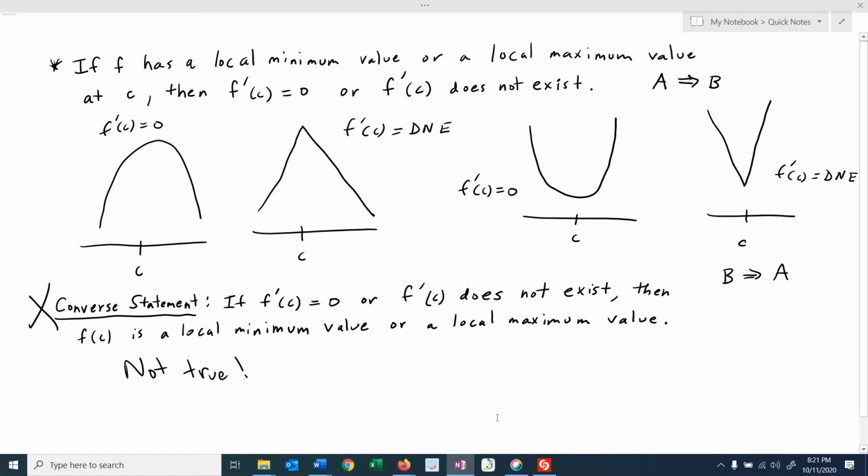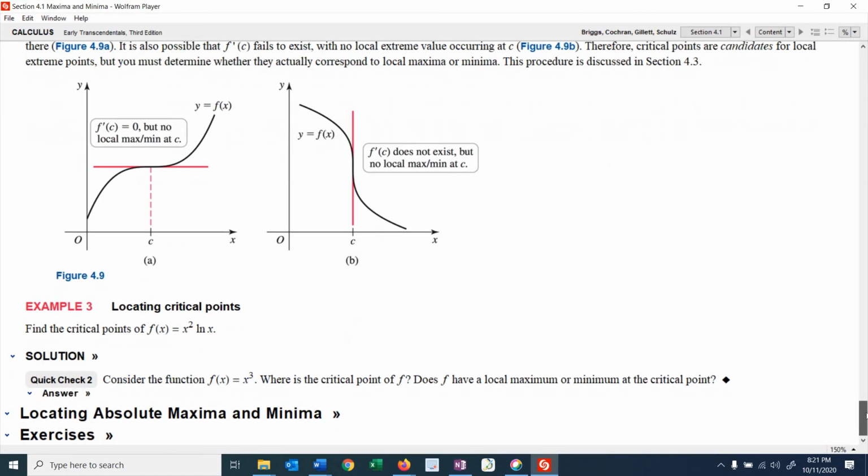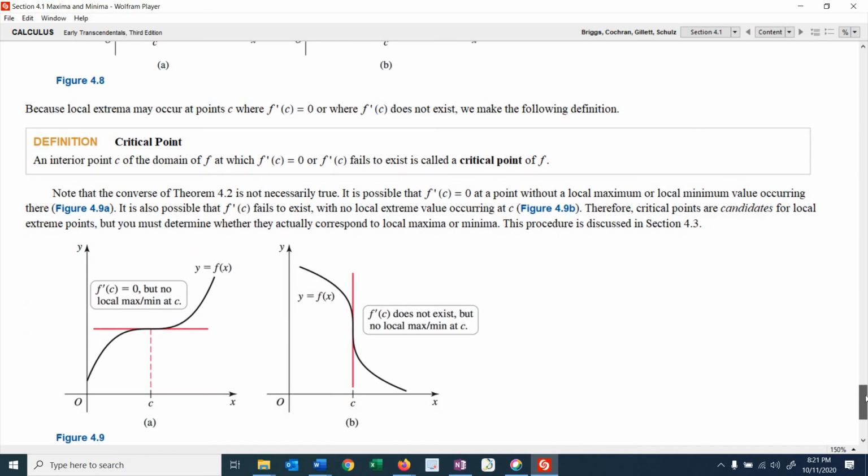So the last thing I want to talk about in this video are critical points. Because f prime of c equal to 0 and f prime of c does not exist are common occurrences that we're going to run into in this section, we have come up with a special name for locations where that happens. So here's the definition of a critical point. It's an interior point c of the domain of f at which f prime of c is either 0 or f prime of c does not exist is called a critical point of f.